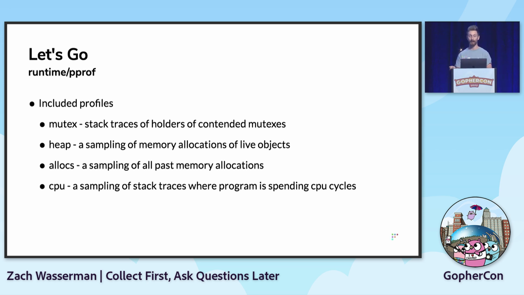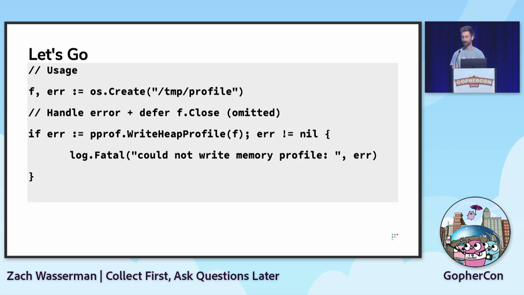And I just want to say a huge thank you to the people on the Go team who've worked on these tools. These are some of the best tools that I've ever worked with in any ecosystem. And again, this is something that brings me back to using Go every time. So at the most basic level, using these things in the standard library looks something a bit like this. Open a file, and then call that pprof function to write the heap profile to the file.